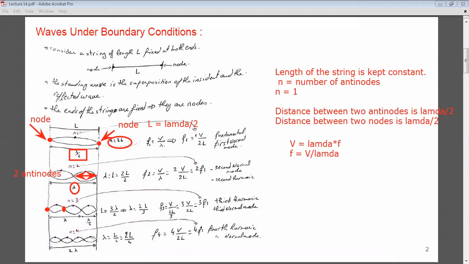Similarly, if I have 4 antinodes, I get lambda equal to L over 2, and I get F4 equal to 4F1. Now, the first case, when n is equal to 1, we call it the fundamental, the first normal mode. When n is equal to 2, we call it the second normal mode, and this is the second harmonic. The third one will be the third harmonic, and the fourth one is the fourth harmonic, etc. Fifth harmonic, sixth harmonic, etc.